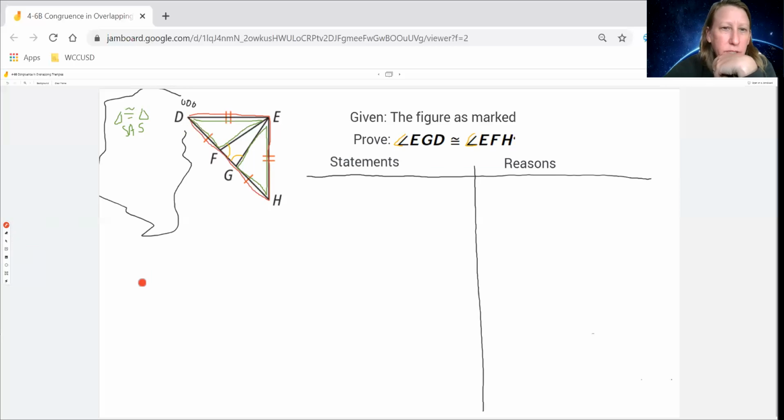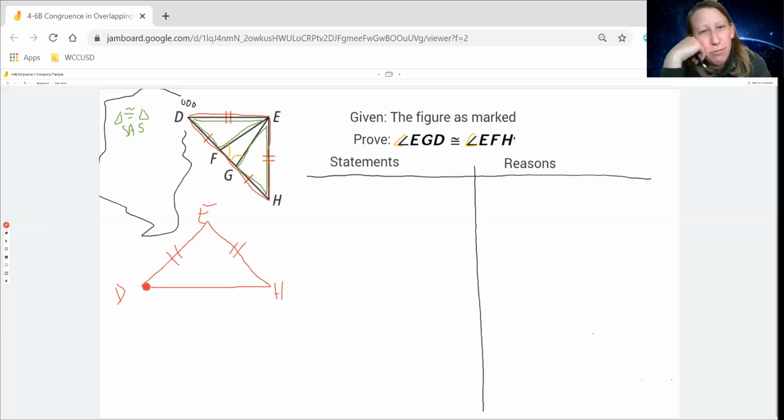Wow. I'm gonna draw that over here. What kind of triangle is this? Triangle DEH. What kind of triangle is that? Oh, there's a giant hint. 2 sides the same, what do we call that? Isosceles. So triangle DEH is isosceles.